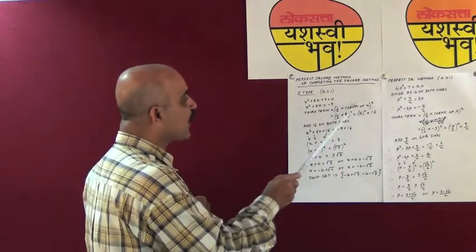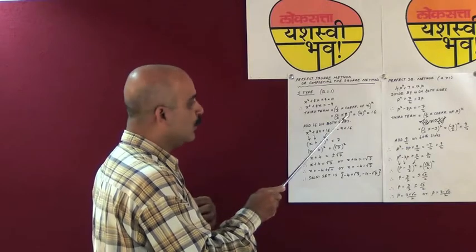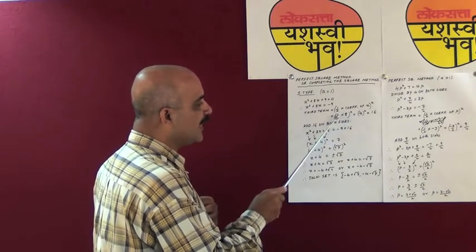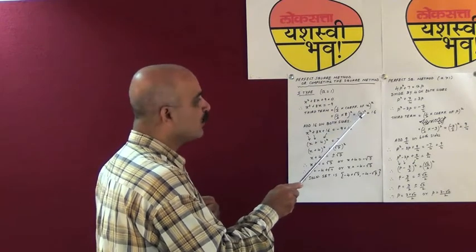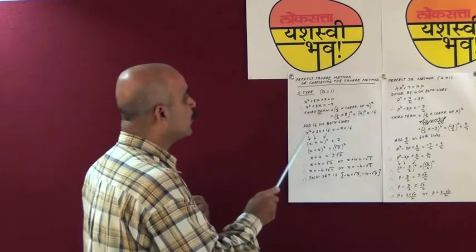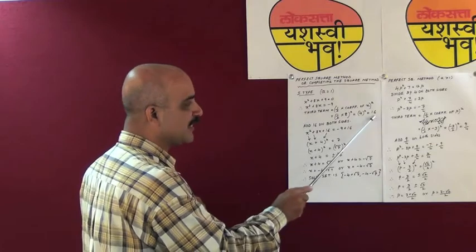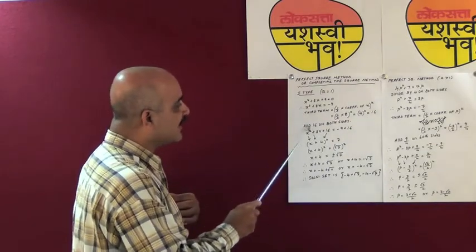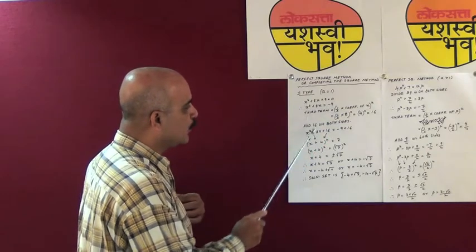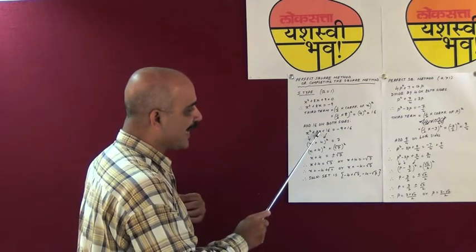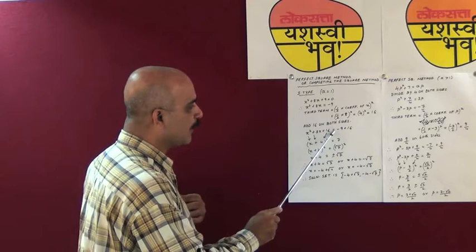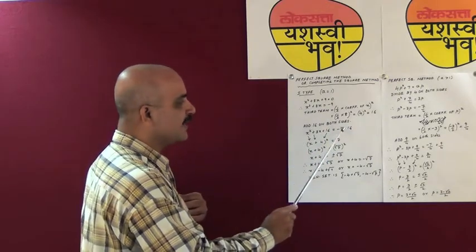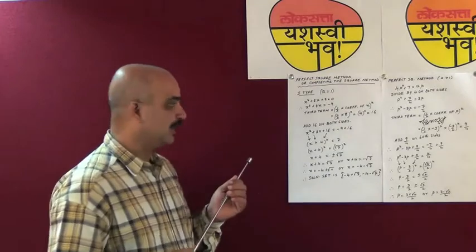So the coefficient of x here is 8. Half into 8 the whole square is, 2 with 8 cancels to get 4. So 4 square is 16. So the third term of this quadratic equation is 16 to make it a perfect square. We add 16 on both sides of the equation. So we get x square plus 8x plus 16 is equal to minus 9 plus 16. We added 16 on both sides.